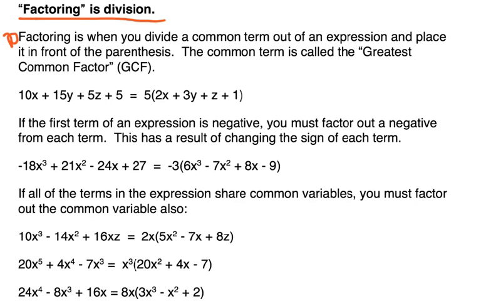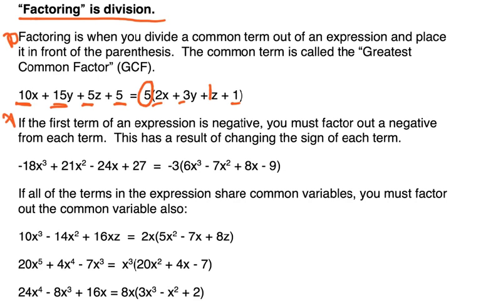In this example, 10, 15, 5, and 5 all have a GCF of 5. So we bring the 5 out in front of the parenthesis and divide 5 out of each number. So 10 divided by 5 is 2, and 15 divided by 5 is 3, and 5 divided by 5 is 1, and so there is an invisible 1 in front of the z, or you can just not write the 1. Finally, 5 divided by 5 is 1.